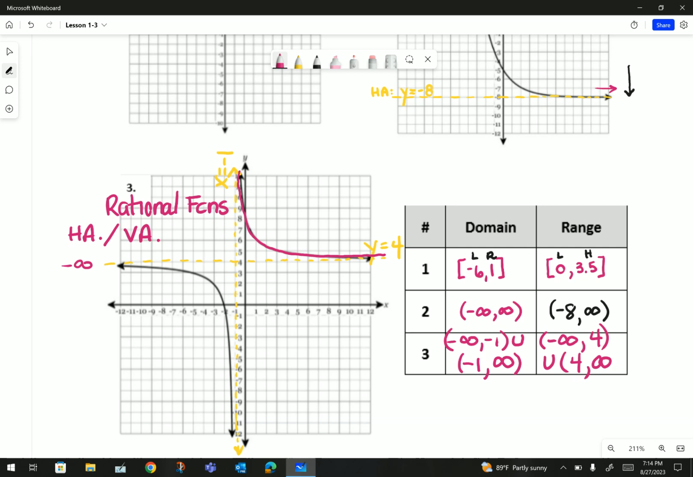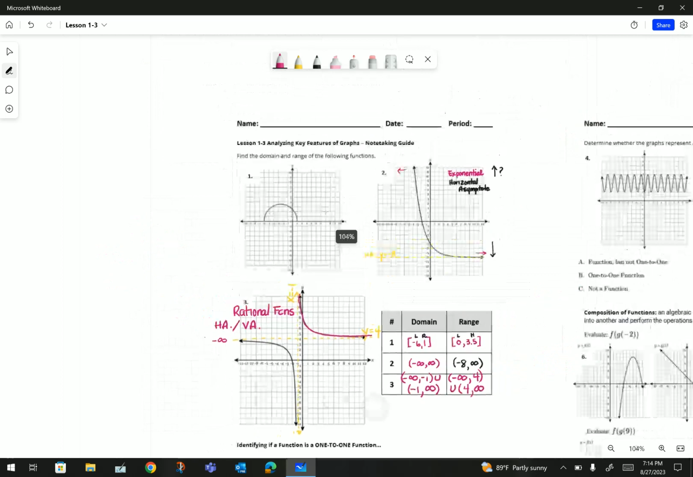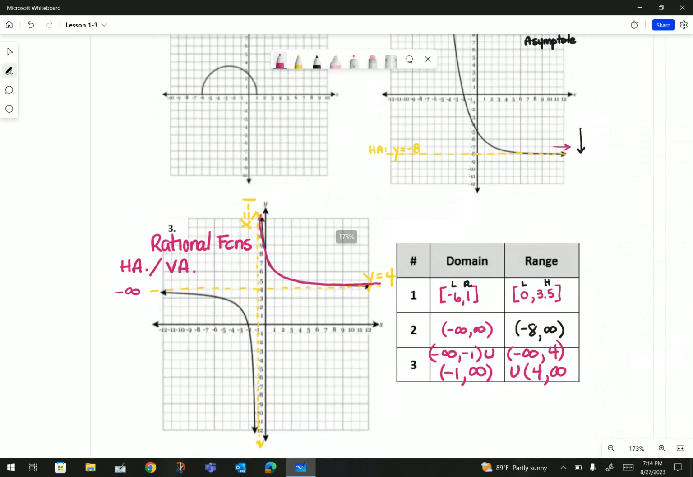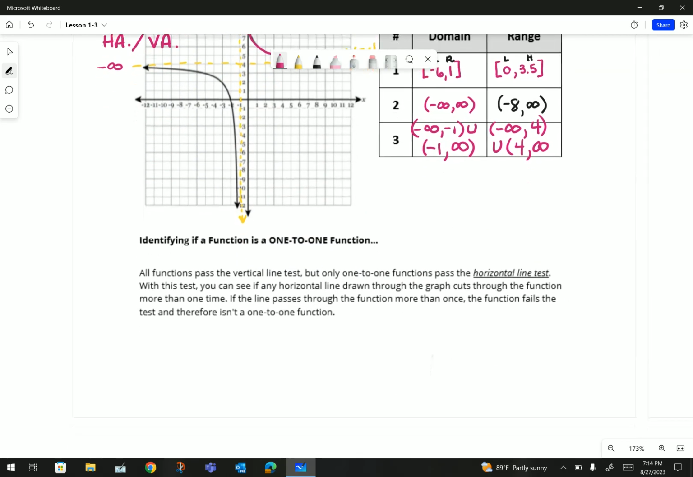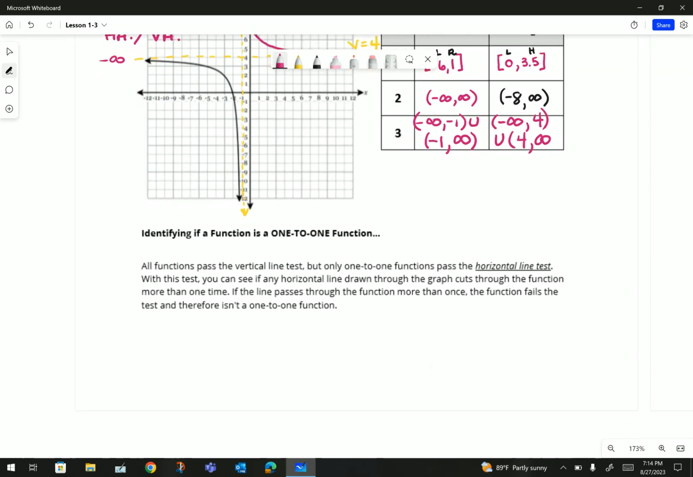So make sure you recognize where your horizontal and your vertical asymptotes are located on rational functions. So now we're going to move into identifying if a function is a one-to-one function. You already know how to identify if something is a function from section 1.1. So if it is indeed a function, then I need you to determine if it is one-to-one, okay?